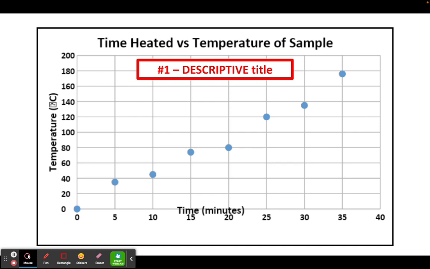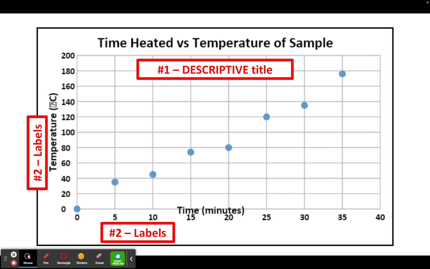So it's a clear description of what is going on in this graph, what this graph is about. So that's the first thing. Second thing is you have labels on your axes. Both axes are labeled. The x-axis is labeled as time, and your y-axis is also labeled. Here it's labeled with temperature. So make sure your axes are clearly labeled.